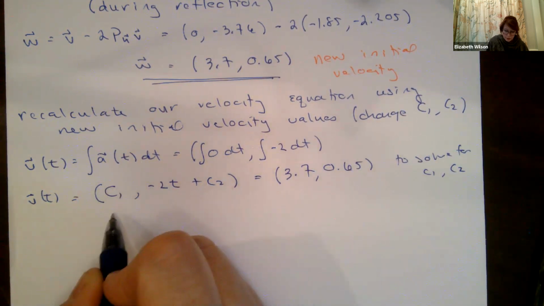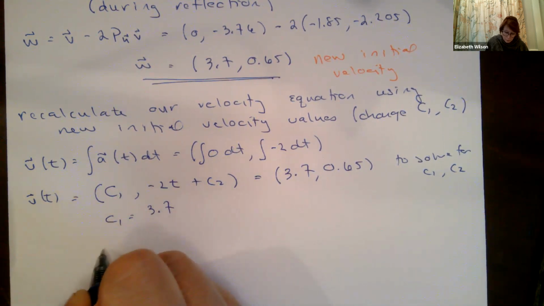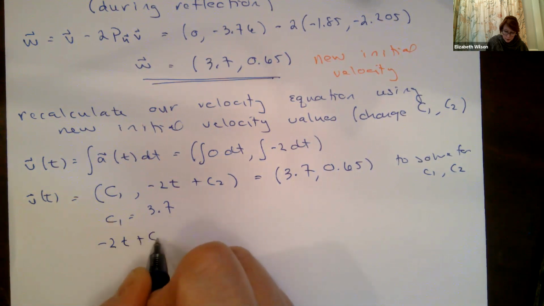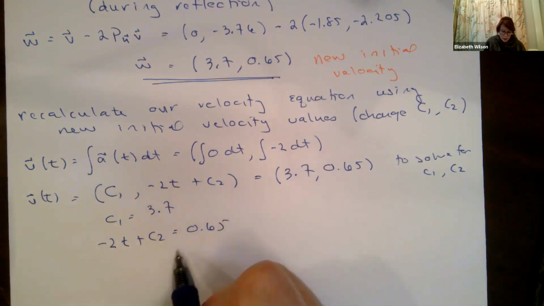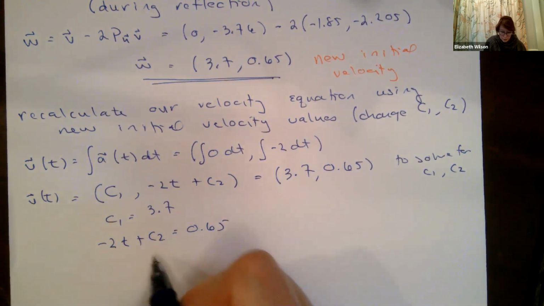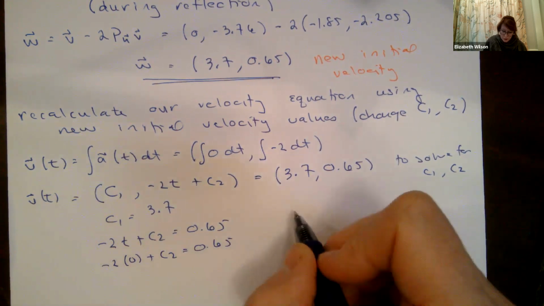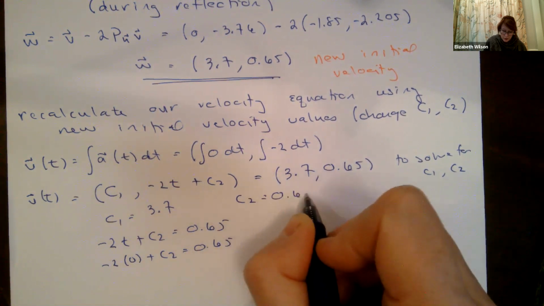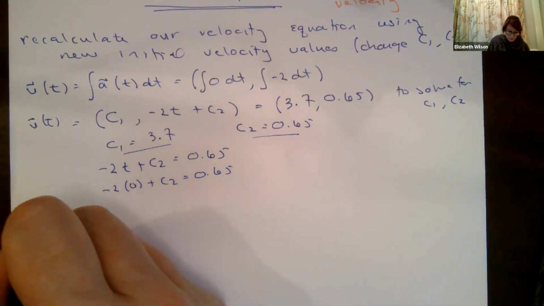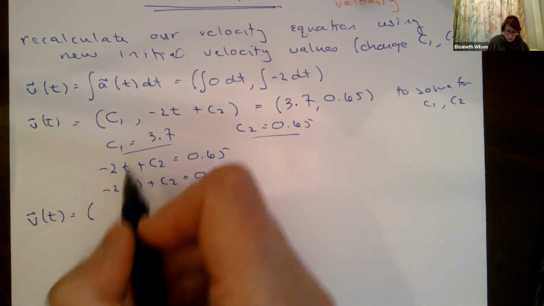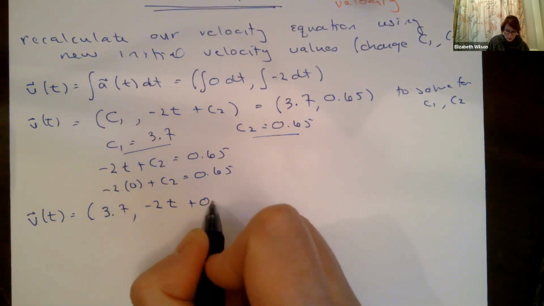So I'm going to set that equal to: C1 equals my X, 3.7, and minus 2t plus C2 equals 0.65. Which means this is like at time t equals 0 now. So this becomes minus 2 times 0 plus C2 equals 0.65. So then C2 equals 0.65. So my new velocity equation is equal to C1, 3.7, minus 2t plus 0.65.